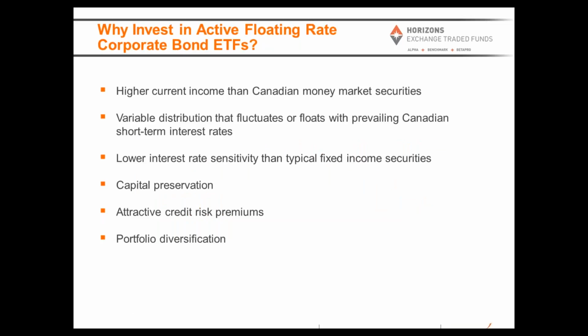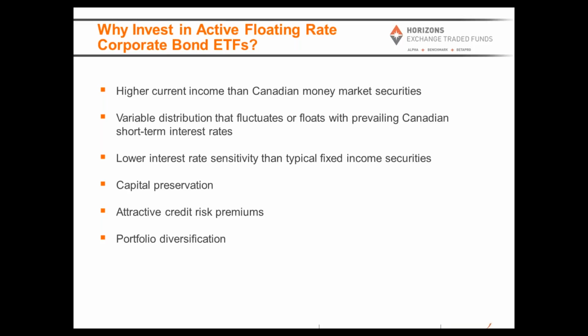So let's recap. Why would you invest in active floating rate corporate bond ETFs? Well, most importantly, they provide a higher current income than Canadian money market securities. They have a variable distribution that fluctuates or floats with prevailing Canadian short-term interest rates. So if rates go up, it's bad for your fixed income portfolio. It doesn't have a great impact on your cash, but it does well for you. It increases your cash holdings in GICs or high interest savings accounts, but it does even better for you in a rate rise when you're in a floating rate corporate bond ETF.